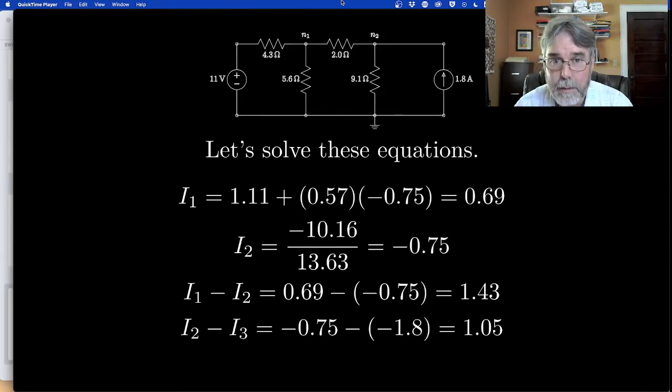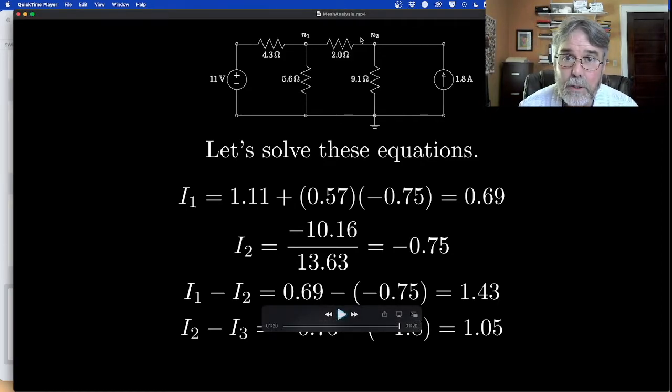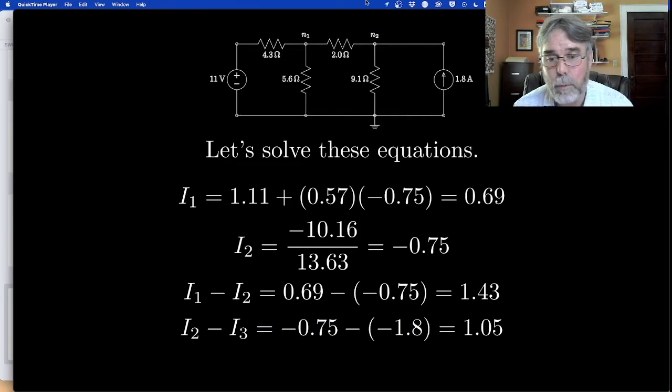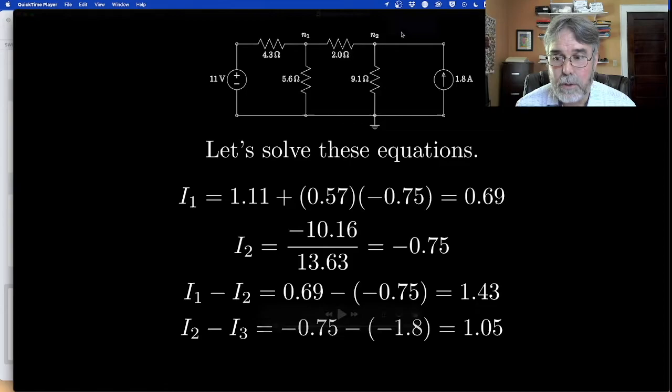So the current in the four different resistors, the 4.3 is 0.69 amps, the 5.6 is 1.43 amps, the 2.0 is negative 0.75 amps. That means the current in the 2.0 is actually flowing from N1 to N2. And that's consistent with what we found for the voltages of N1 and N2. Remember, N2 was higher voltage than N1. That means the current is really flowing in the negative direction. So that's why I2 turned out to be negative. And then in the 9.1, of course, we've got 1.05 amps. So there you have that.